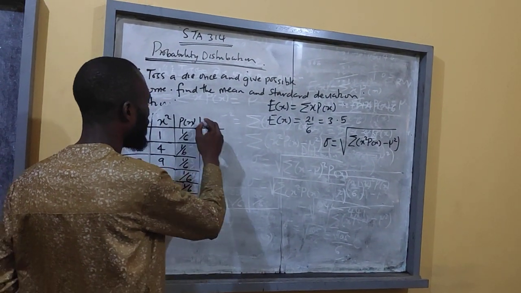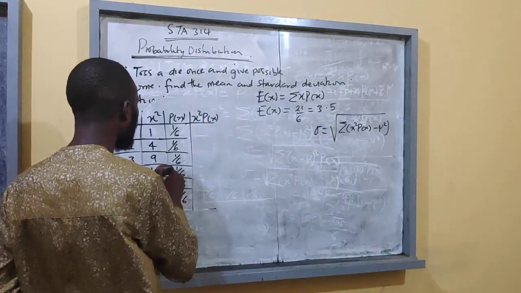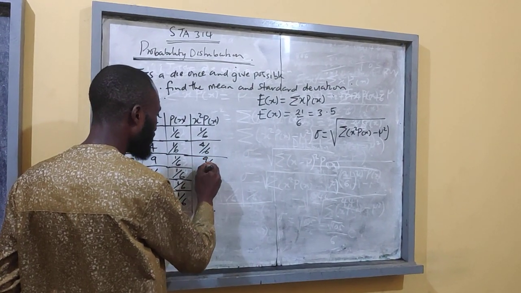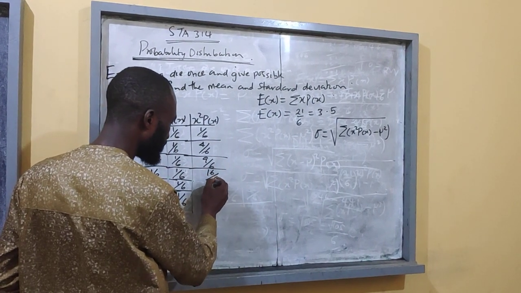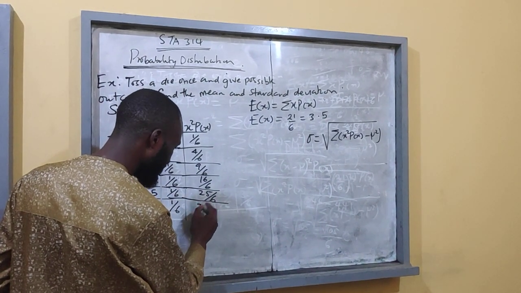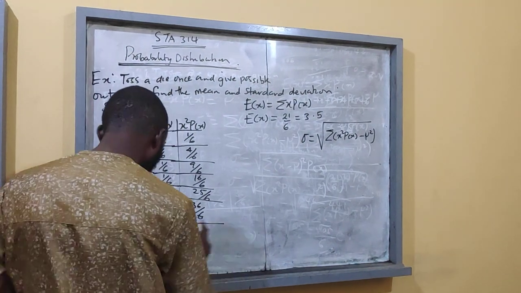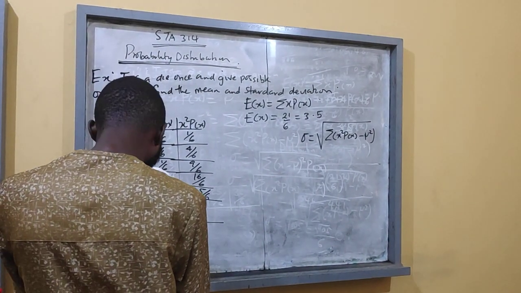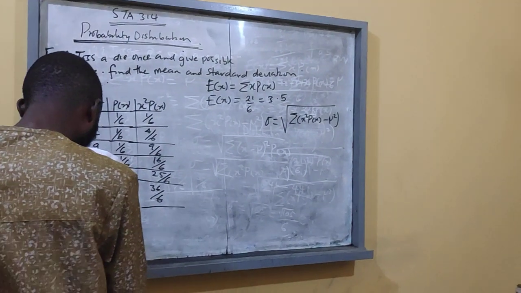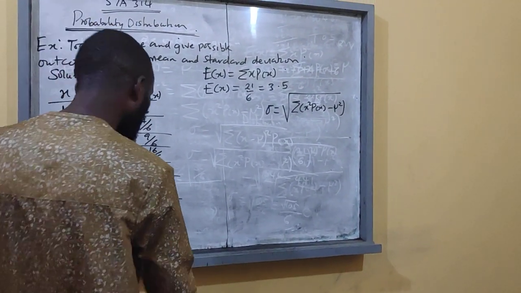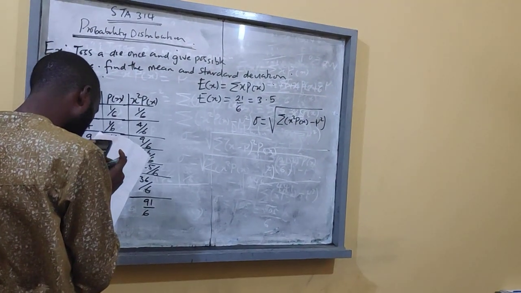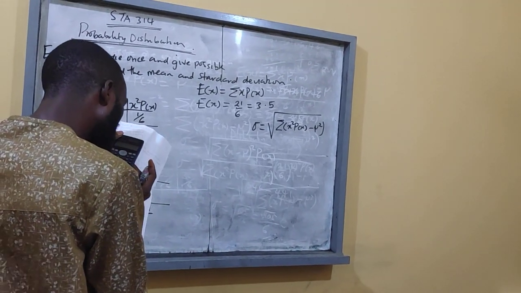Then the product, x squared times P of x, will be 1 over 6, 4 over 6, 9 over 6, 16 over 6, 25 over 6, and 36 over 6. Then if I add everything together, I have 1 plus 4 plus 9 plus 16 plus 25 plus 36, which will give me 91. You have 91 over 6. Now, what is 91 over 6? 91 divided by 6 is 15.17.